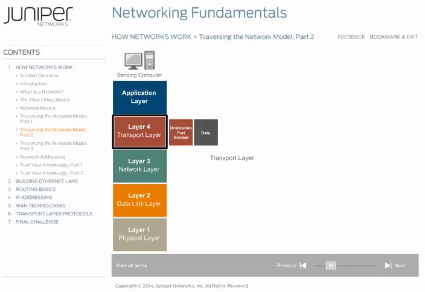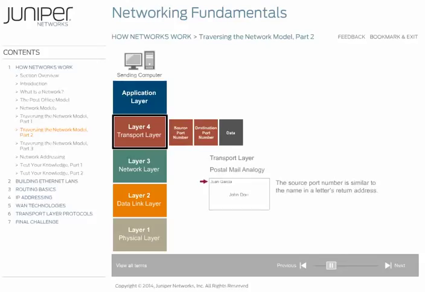The transport layer on the sending computer also includes a source port number in the header, which is similar to the name in the return address. The source port number, typically a random number, uniquely identifies the connection on the sending side. This port allows the receiving computer to carry on multiple sessions with the sending computer without intermixing the data.